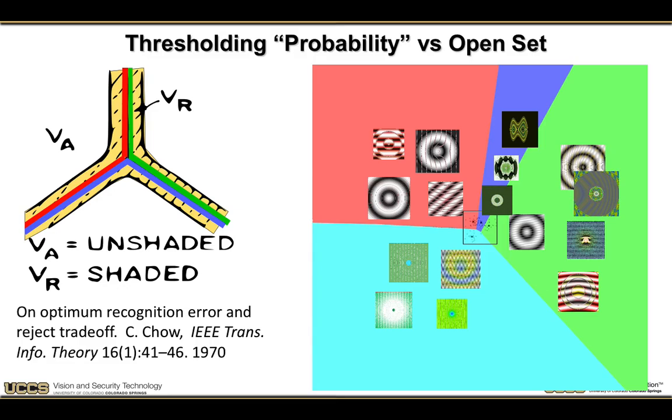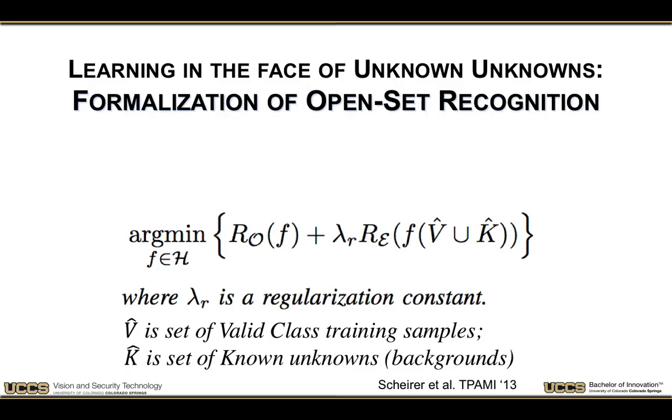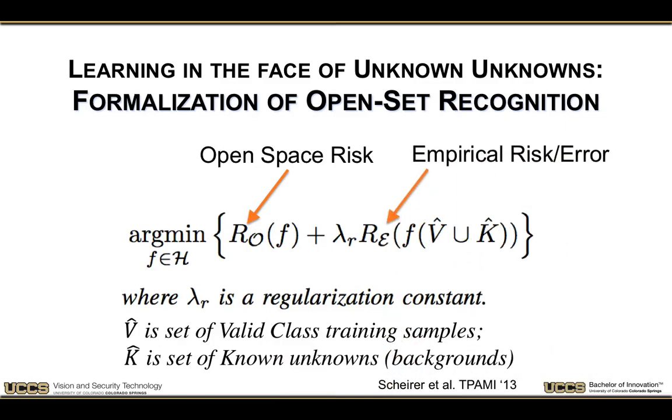In fact, I'm going to label them extremely confidently because they're far from all of my boundaries, and so I get really bad results. So we've been working on this problem for a long time, in part because of my own companies. I was having real problems with real data. We formalized this as breaking it up into two parts, what we call open space risk and empirical risk error. That's the normal area you look at.